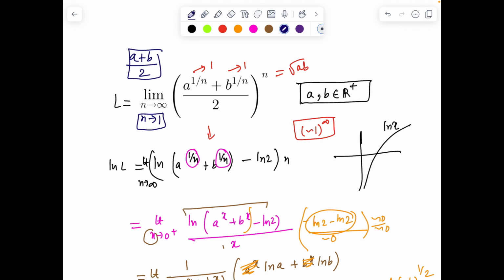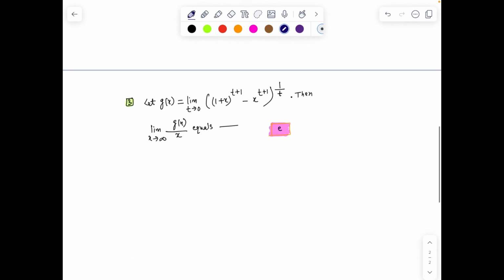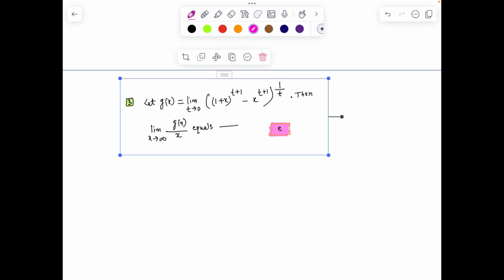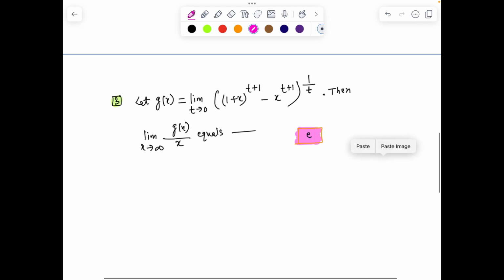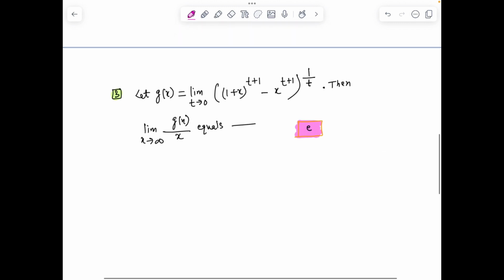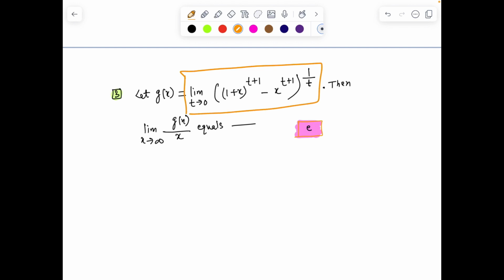Let's try another challenging problem. The second problem I've already incorporated in my book also, and it's collected from a good competition. So g of x is limit t tends to 0 of ((1 plus x) to the power t plus 1, minus x to the power t plus 1) whole to the power 1 by t. So clearly the given expression on the RHS is a function of the variable x because t is going towards 0. Once we get g of x, we need to find g of x by x as x tends to infinity.